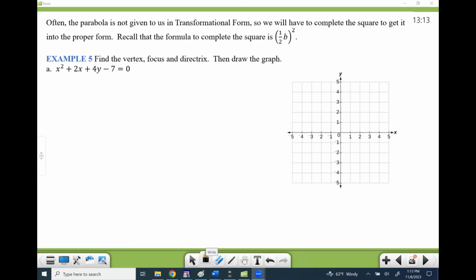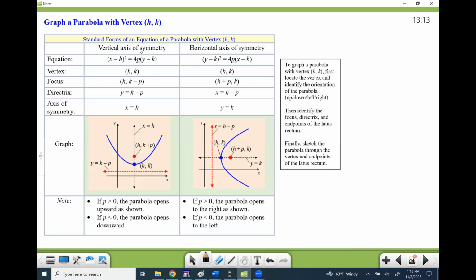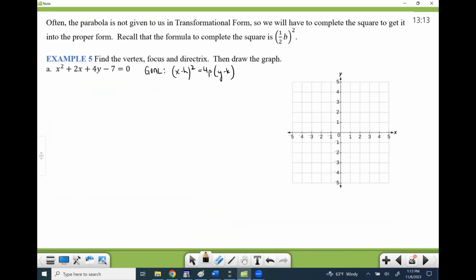Let me just remind you of our goal. So you can see that the x is being squared. Because the x is being squared, this is what we want to work towards. We want (x minus h) squared equals 4p(y minus k). So I'm just getting this from that list of formulas. It's either going to be this one or this one. Since I saw that x was squared, I chose this first one.